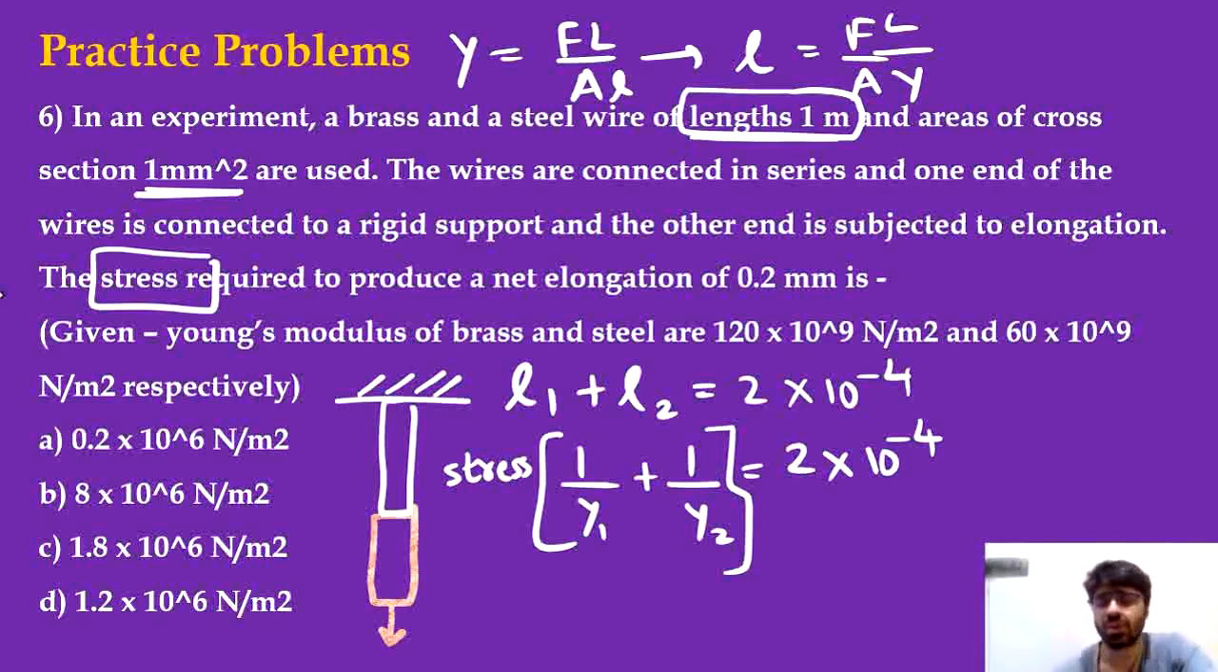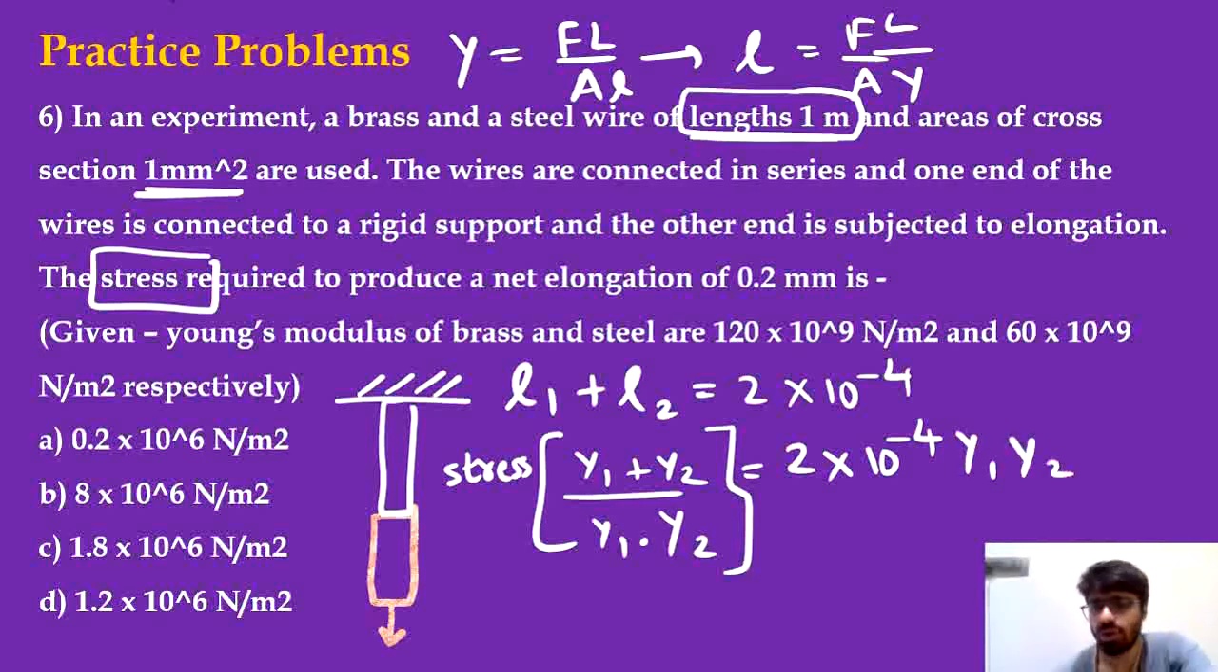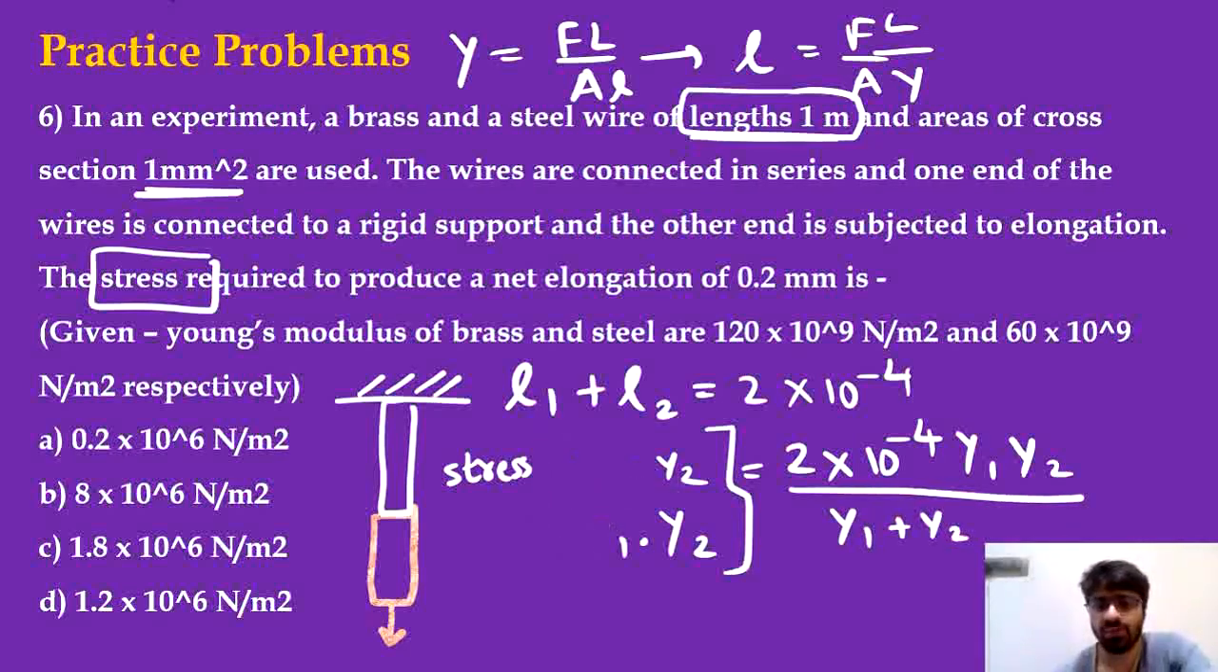When you combine the two terms on the left hand side, the left hand side becomes Y1 plus Y2 upon Y1 Y2. And that Y1 plus Y2 upon Y1 into Y2 you can take on the right. So that would be 2 into 10 to the power minus 4 into Y1 Y2 upon Y1 plus Y2. And that would represent your required stress.